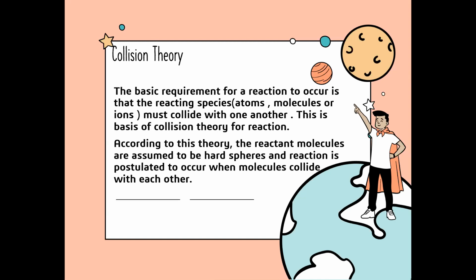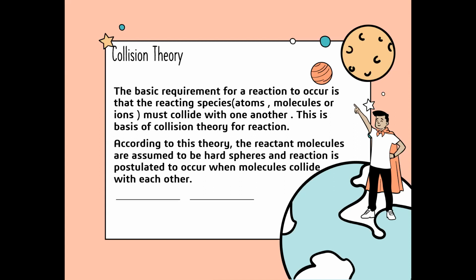So in this video, we will discuss the collision theory. So what is collision theory? The basic requirement for a reaction to occur is that the reacting species must collide with one another, and this is the basis of the collision theory. Simply, first I'll tell you the idea of the collision theory.